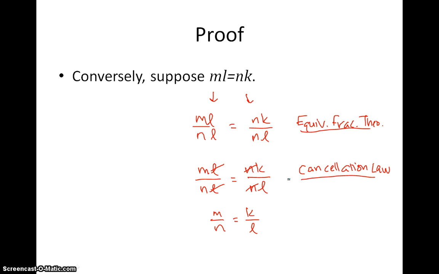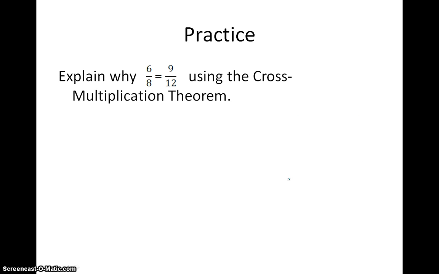All right, so let's try that with this. Explain why 6 over 8 is equal to 9/12 using the cross multiplication theorem. Go ahead and stop the video, work this out. Again, as you do the steps, you're using numbers, but go ahead and put the law or theorem as to how you're doing your steps. And then go ahead and start the video, and I'll show you the answers.